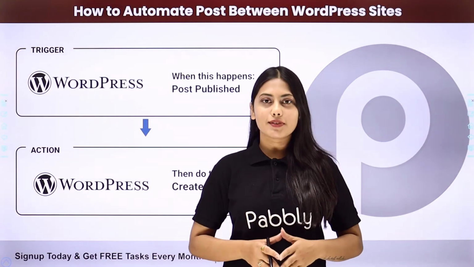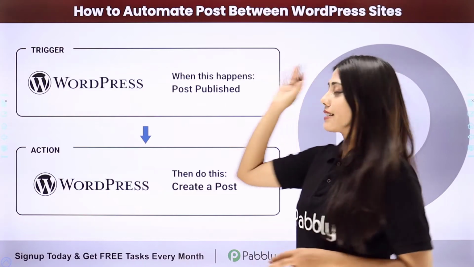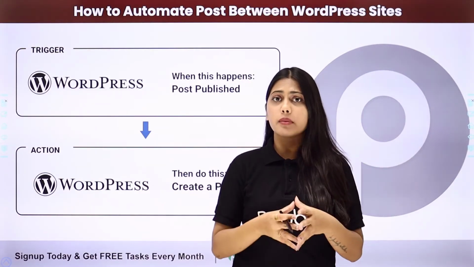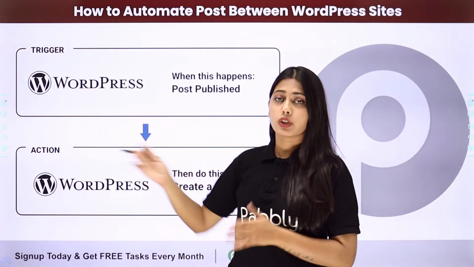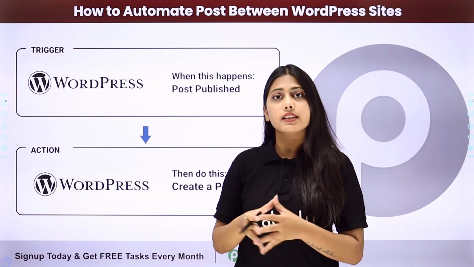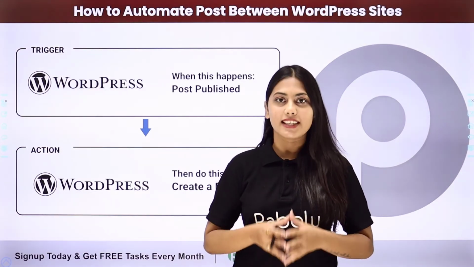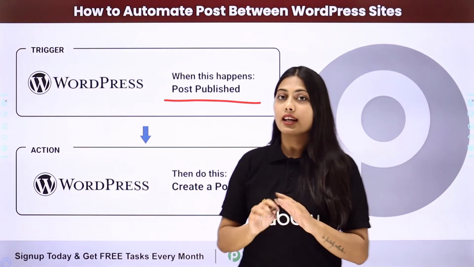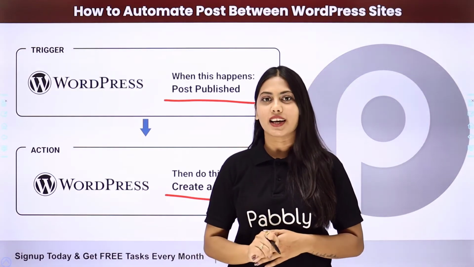Hello everyone, in this video we are going to learn how to automate posts between WordPress sites. So if you are running two WordPress accounts and you want to sync them in such a way that every time a new post is created in one WordPress account, that post is also created in the second WordPress account, we can create an automation with the help of Pabbly Connect for the same, where our trigger will be the post published in the first account and our action will be to create a post in the second account. Let us learn how to do that.